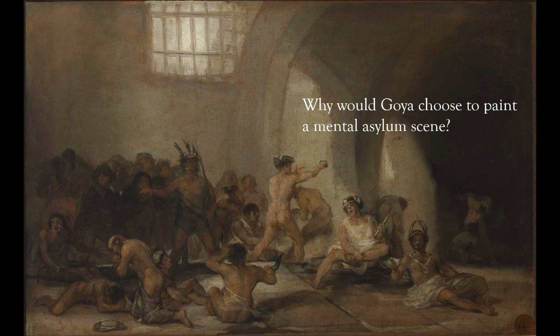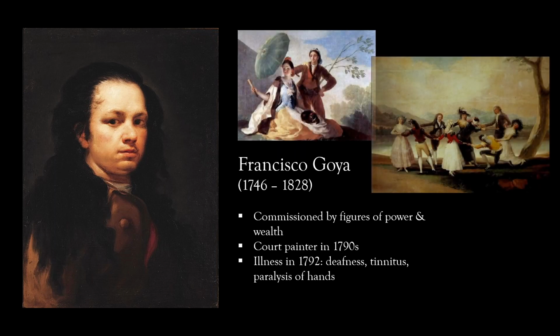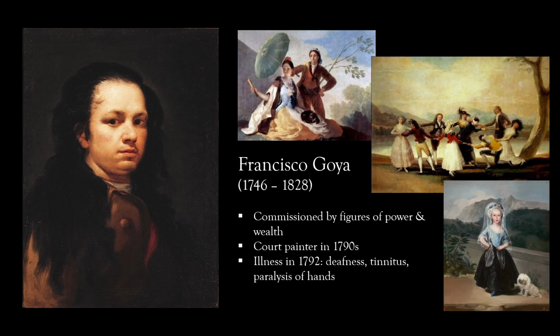The dark themes of this painting correlate to his personal life and his own struggles with mental health and illness. Goya started his career doing commissioned works for the wealthy, later being assigned as a court painter. Shortly afterwards, in 1792, he suffered an illness that gave him permanent deafness, tinnitus, and partial paralysis of his hands, limiting his ability to paint. He experienced recurring episodes of the illness throughout the rest of his life.